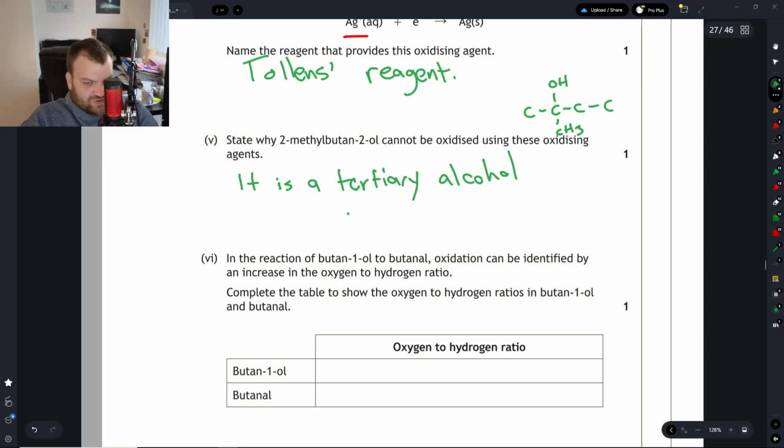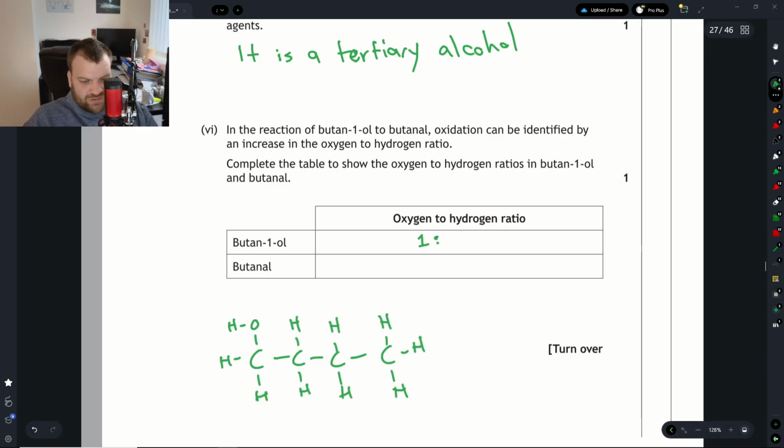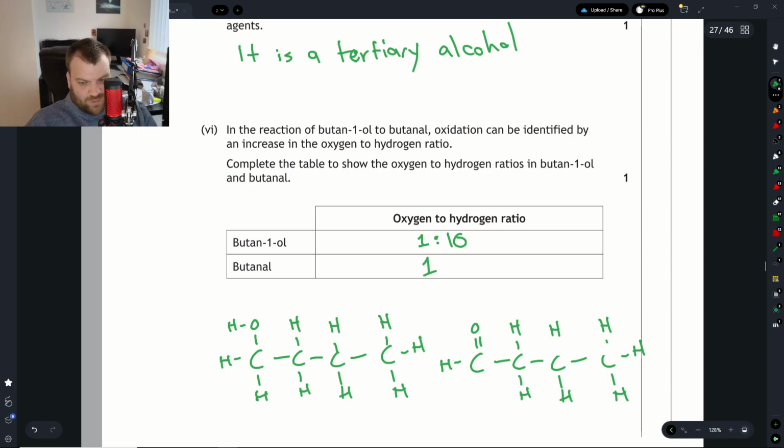Next, we're asked to do a ratio of oxygens to hydrogens. We'll need to sketch these out so we can see. Butanol is 4 carbons. We have an OH on the first one. That means that we've got 1 oxygen and we've got 10 hydrogens. Our butanal will have a C double bond O instead of the OH. That's going to be at the expense of 2 hydrogens. That means it's now a 1 to 8 ratio. And that is our correct answer there.